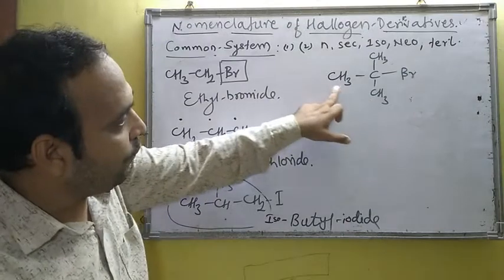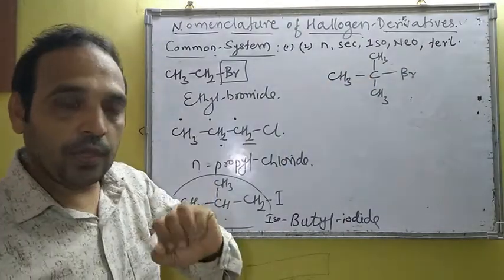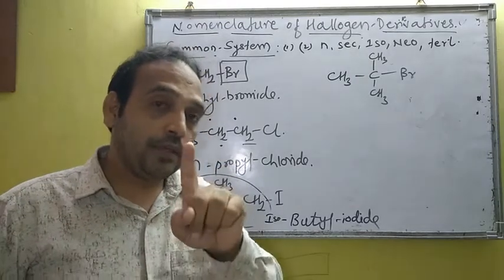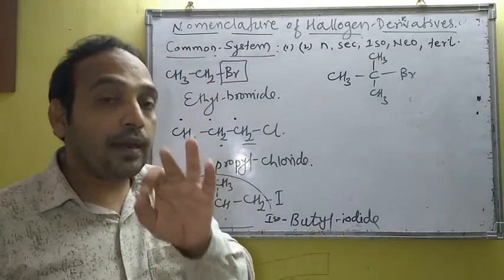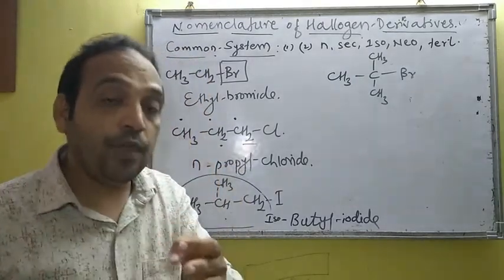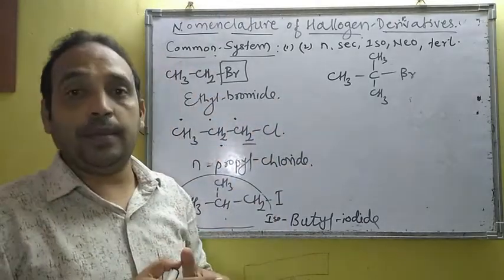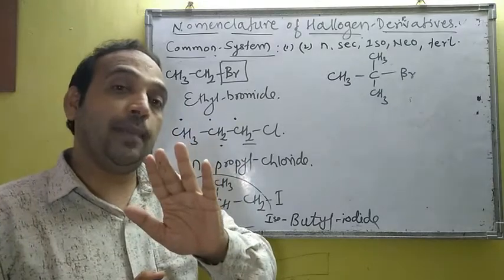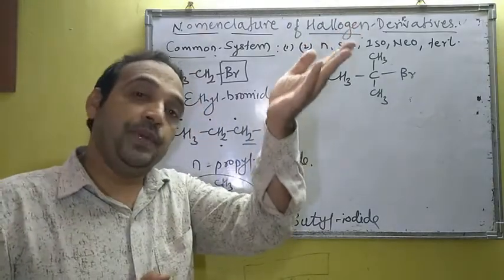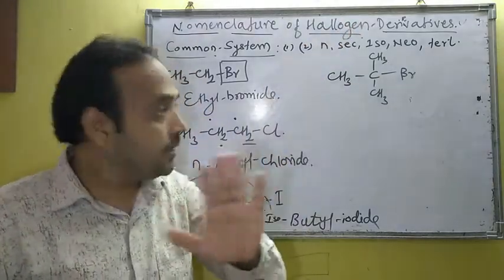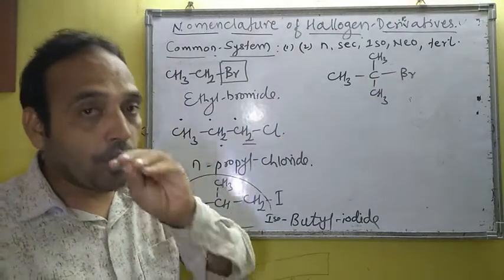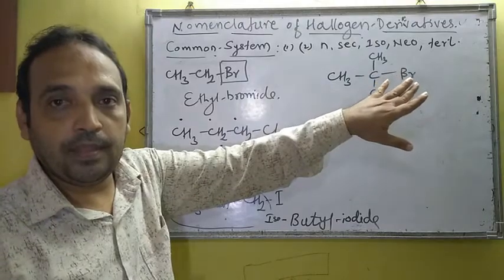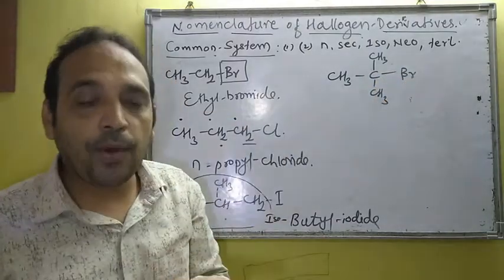Here also 4 carbon atoms are there, so my alkyl group is butyl. Students, try to remember one thing. While writing the common name, we have to count the total number of carbon atoms, whether straight or branched. Straight and branched is a matter of IUPAC nomenclature, not concerned with the common system. In the common system, I count the total carbon atoms and write the name of the alkyl group.